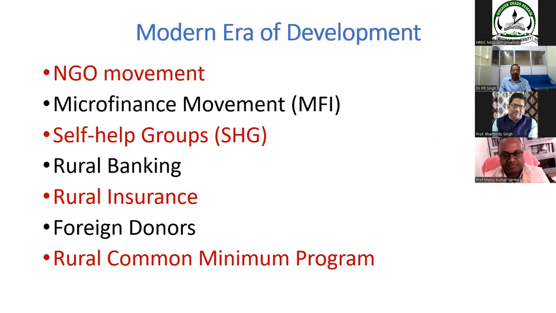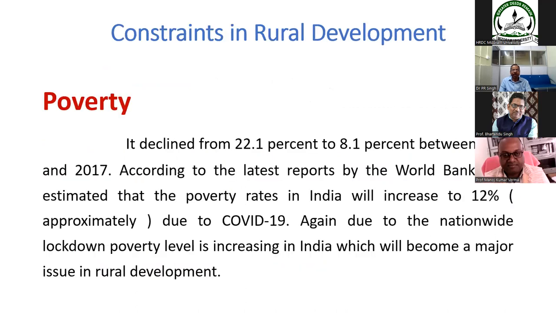Then modern NGOs, rural banking, finance, small agencies are there. But despite constant efforts in rural development and all these programs, poverty is still continuing. We are not eradicating poverty. Every day we say we are running poverty eradication programs, but still, about 20% of the population resides below the poverty level.